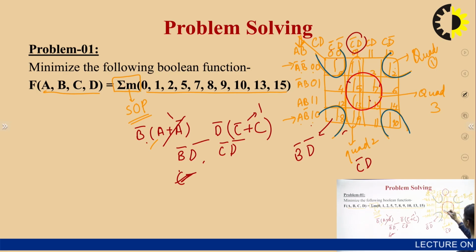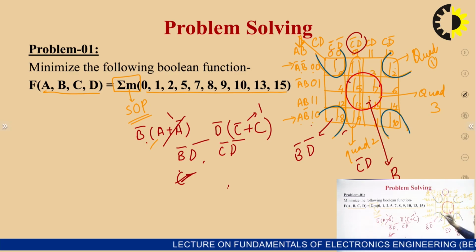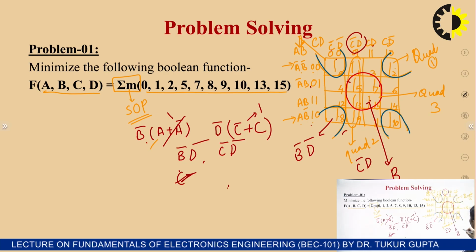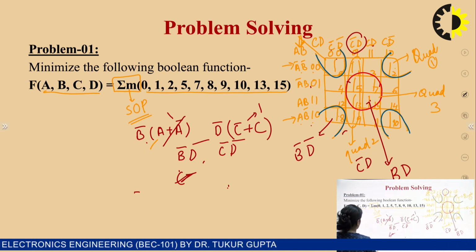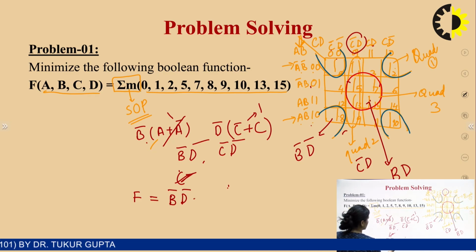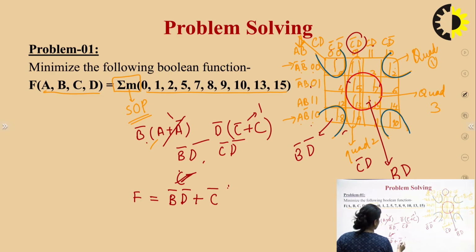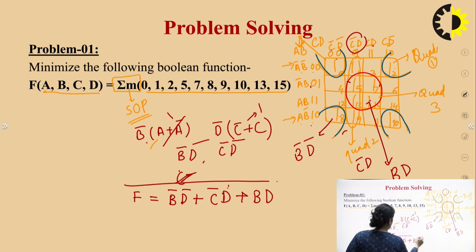And the last one is this red quad. For the red quad, the common is B. For this B from here, A bar and A is making 1, B from here and D from here. So the final expression is B bar D bar plus C bar D plus BD. So this is the final expression.